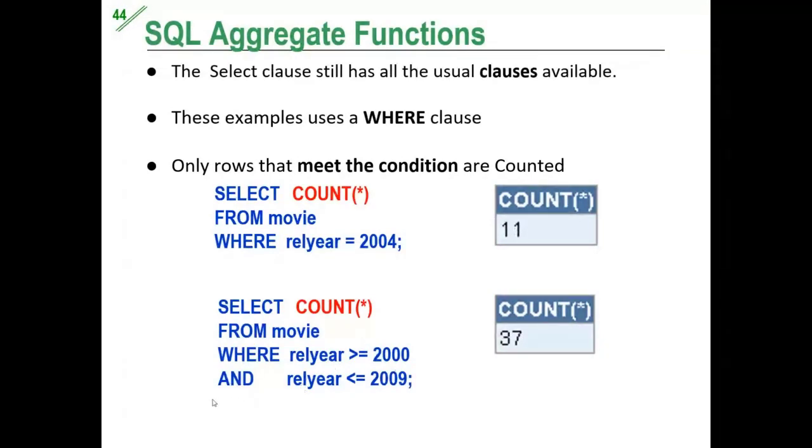At the same time I can put ands and nots or whatever operators I want. In this case I use the and command. I want the movies released between 2000 and 2009, right? So I just use the and command, and the count of movies released is 37.